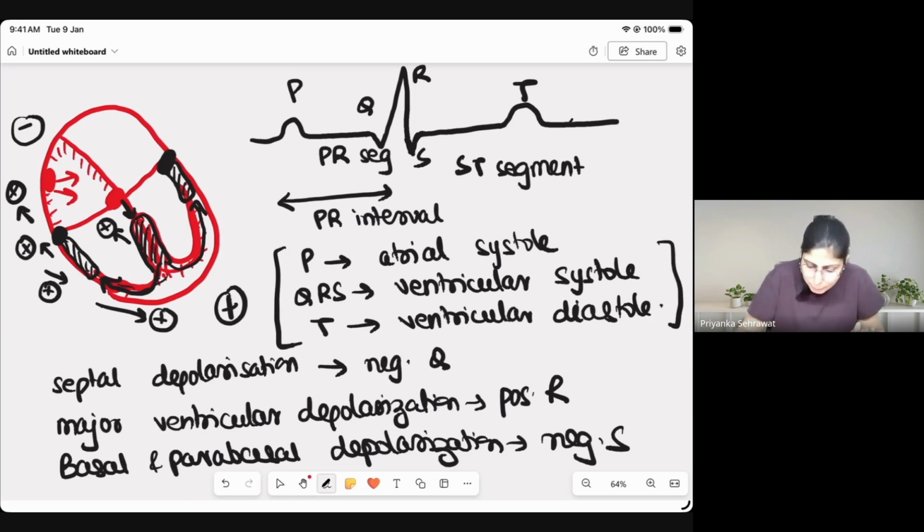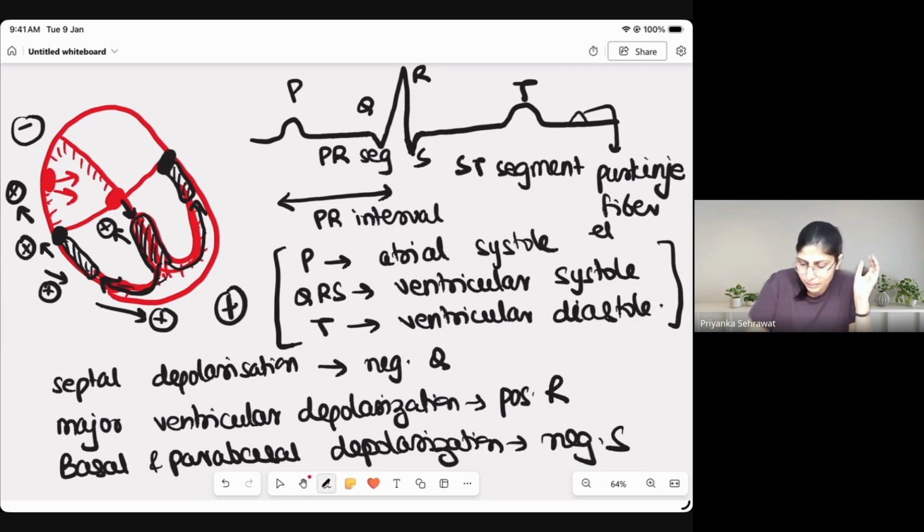And then in some patients, we do get small U waves also, which are because of the Purkinje fiber electrical activity. The last Purkinje fiber electrical activity can give rise to small U waves, and we find positive U waves in conditions like hypokalemia. Okay. So P wave is atrial systole, QRS is ventricular systole, T is ventricular diastole.